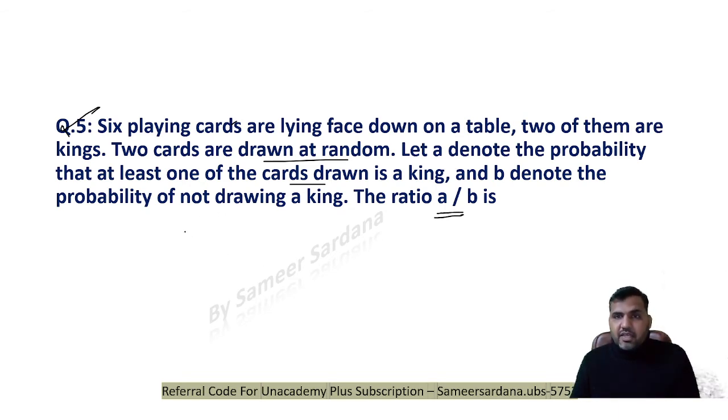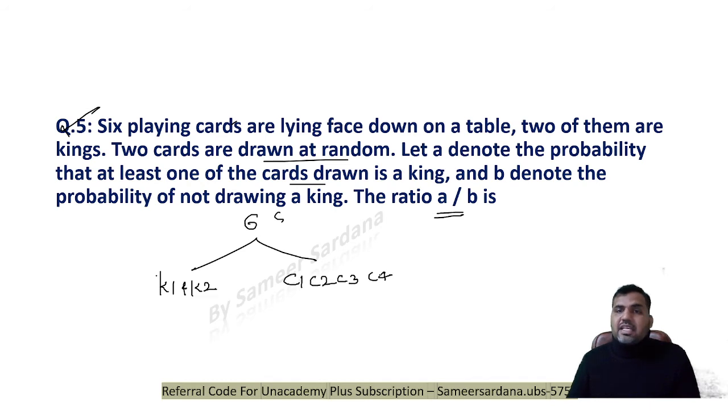So guys, we have 6 cards, 2 of them are kings. Out of 6 cards, we have 2 kings, K1 and K2, and the 4 other cards, C1, C2, C3, C4. Let A denote the probability that at least one of the cards drawn is a king. At least one card is king, you subtract the probability that none of the cards is king. 1 minus 4 upon 6, 1 minus 2 by 3, that is 1 upon 3.